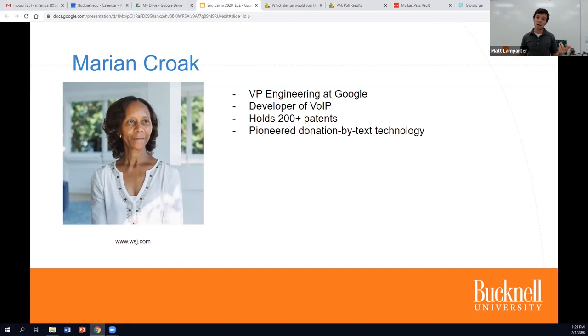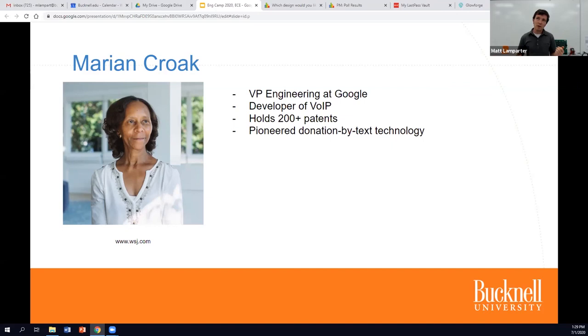She also pioneered the donation by text technology. She, I believe, was consulting for American Idol in the early 2000s, and they had this idea that they wanted people to be able to vote for which contestant they liked the most using their cell phones by texting. So she helped them develop that. But in the back of her mind, she thought, this has broader application. I bet we could use this to help someone somehow.